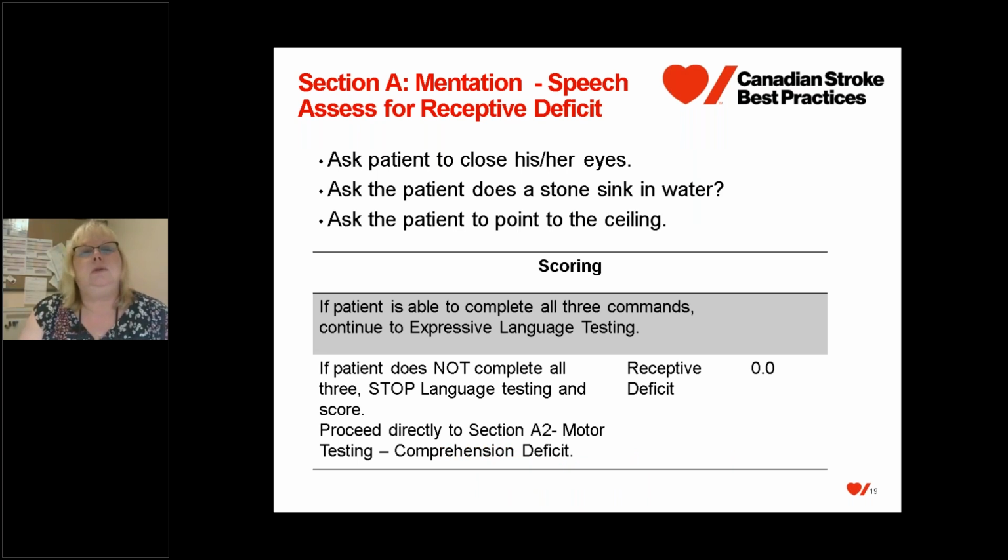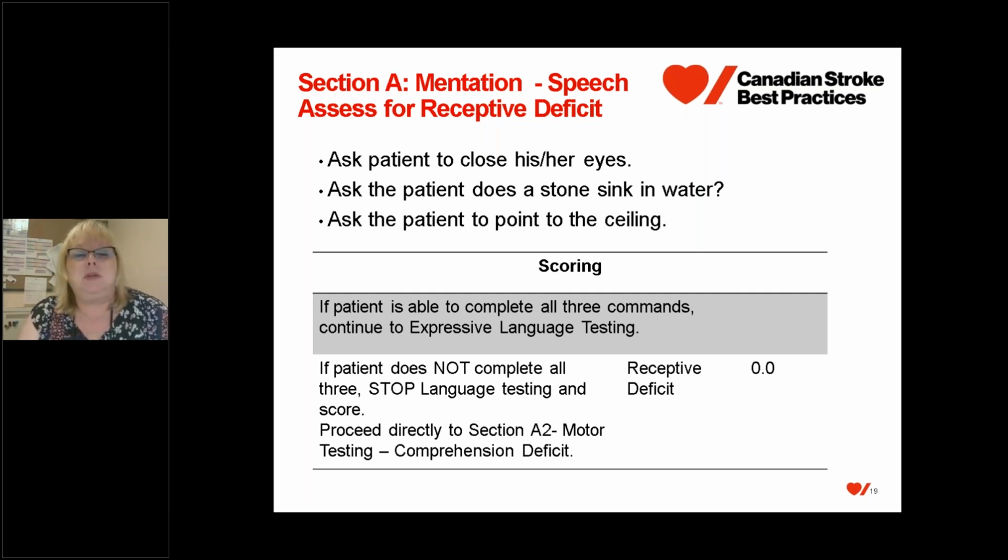Next, we move on to speech assessment. Here we are assessing for a receptive deficit. Here we would ask the patient to close their eyes. Does a stone sink in water? And ask the patient to point to the ceiling. You can repeat the questions if required, but what we don't want to do is mimic the responses that we want the patient to complete. So we wouldn't want to be closing our eyes as we're asking them to close their eyes.